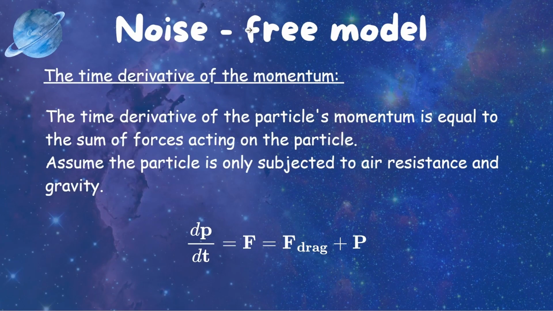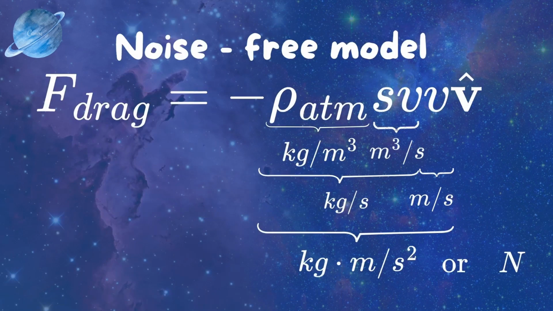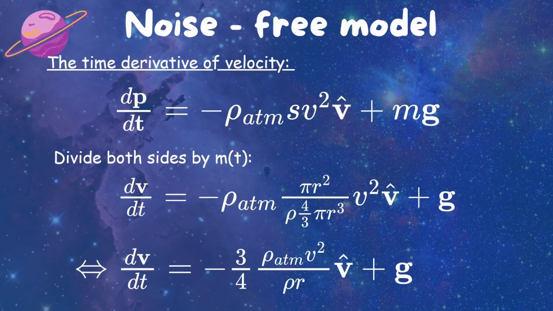Next, the change in momentum equals the sum of forces. We consider two primary forces, gravity and air drag. The drag force is proportional to the atmospheric density, the particle's cross-sectional area, and the velocity squared. The gravity is proportional to the acceleration due to gravity and the mass of the particle. These are the units of quantities that the drag force depends on. To get the change of velocity, we divide this force by the particle's mass. After simplifying, we arrive at this fundamental equation of motion.